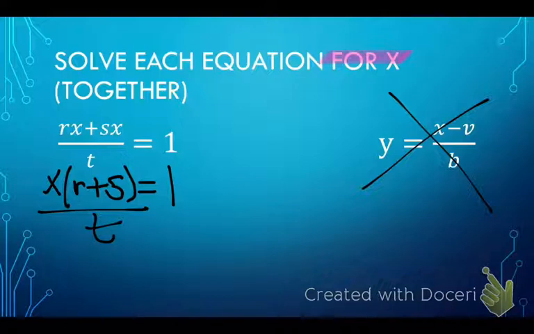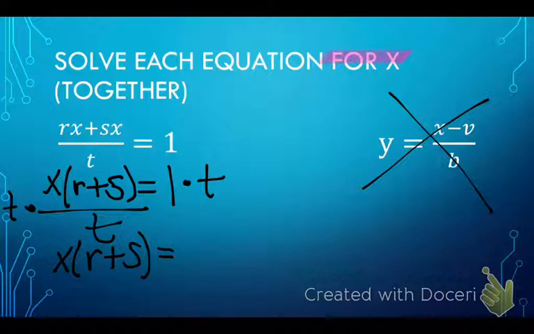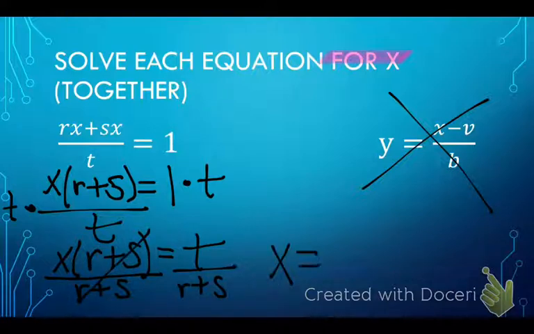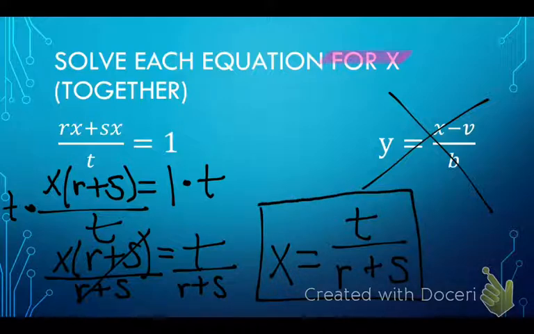Well, I got to get rid of that t first since I'm dividing. So I'm going to multiply times t on both sides. So I'd be left with x times r plus s equals, what's 1 times t? T. So now, last step, I need to divide by r plus s. I'm going to write my answer off to the side here, since I don't have room over there. So I'm left with x equals t divided by r plus s. Nice.